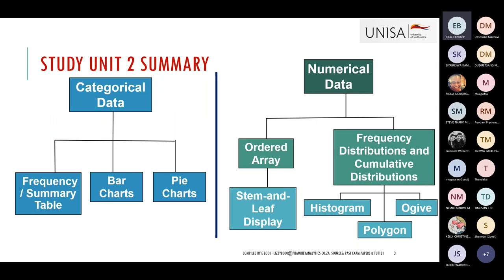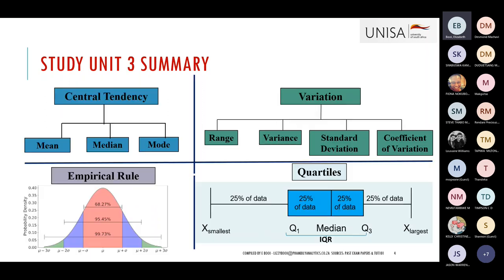But you still need to remember that study unit 2 is about visualization, and you need to always remember the properties of each and every one of the visualizations or graphs, or even if it's a table, you need to remember the properties of those. And then study unit 3: last week almost no question was asked in relation to this unit. So this week we're going to concentrate more on central tendency, variation, empirical rule, and quartiles.